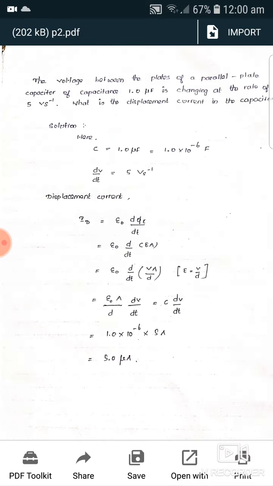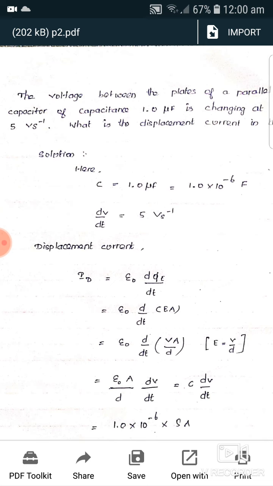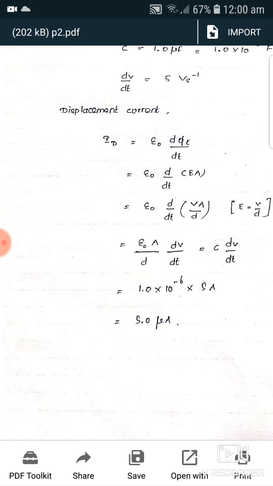The values of C and dV/dt were already given in the data. So that's it. I hope you understand, and thank you so much.